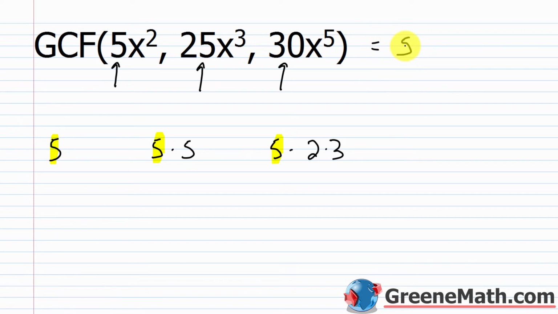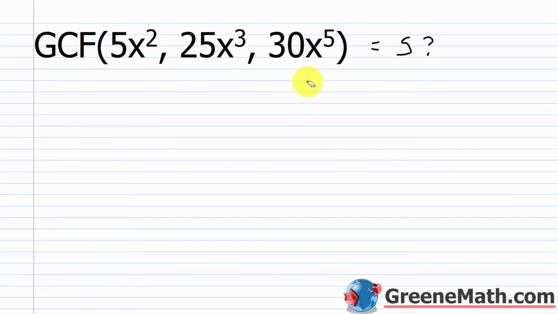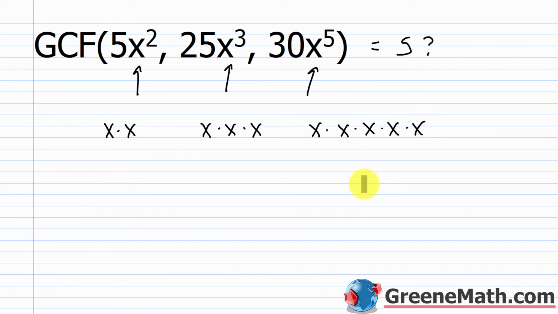be 5. But what's the variable part? Well, all I do is look at what's common to everything here. I have x squared, I have x cubed, and I have x to the fifth power. What is x squared? It's x times x. What is x cubed? It's x times x times x. What is x to the fifth power? It's x times x times x times x times x. So what's common to everything?